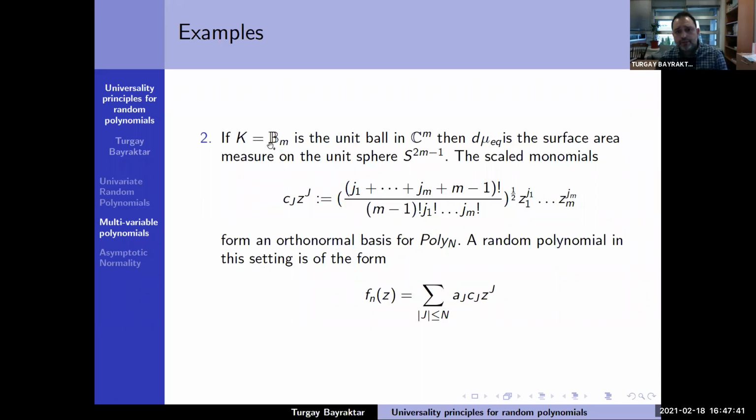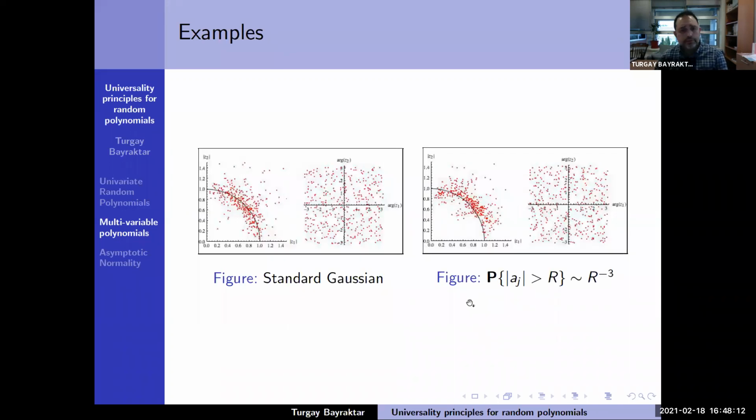And then the other model, the ball model, where you take your K to be the unit ball in C^m, then the equilibrium measure becomes the normalized surface area measure on the unit sphere. This time you obtain the scaled monomials, and the scaling constant comes from the L2 product like this. Your random polynomials are of this form. And when you play the same game, you see that in the Gaussian case, zeros are uniformly distributed with respect to the surface area measure.